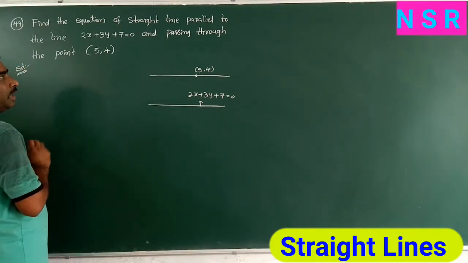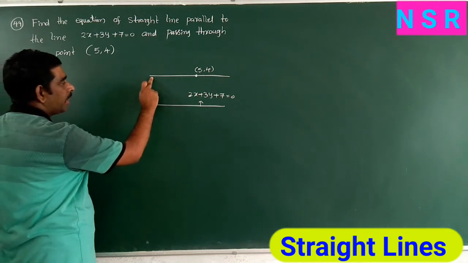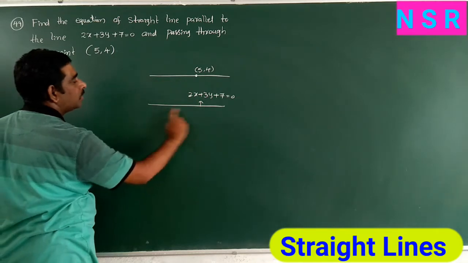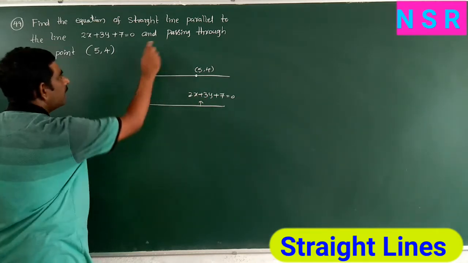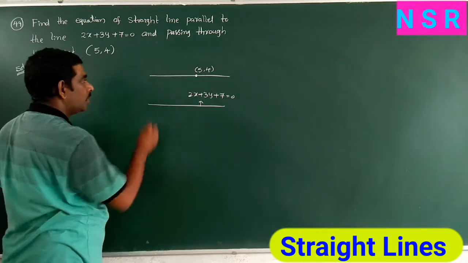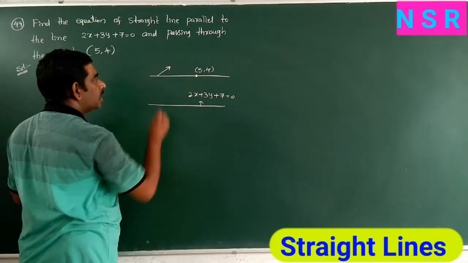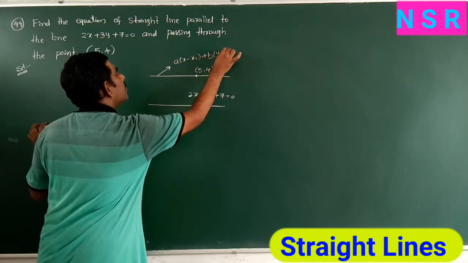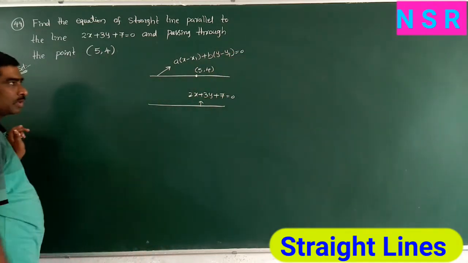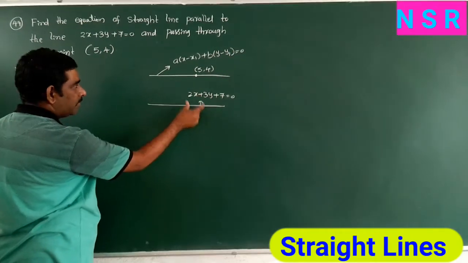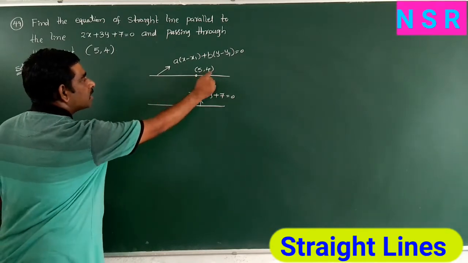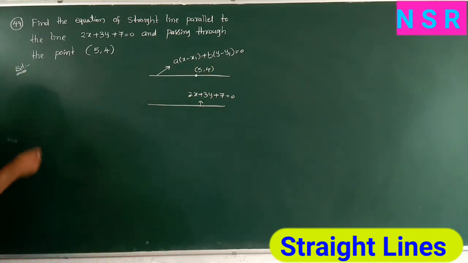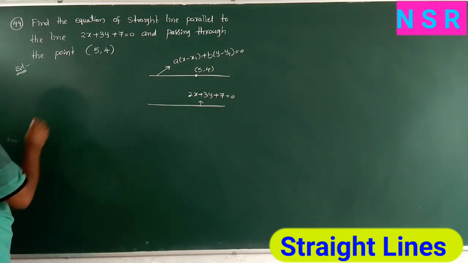Read the question carefully and try to understand it. Here we have to find the straight line equation. The line is parallel to the given line and it is passing through the point 5, 4. Then this line equation becomes a into x minus x1 plus b into y minus y1 equal to 0. Since the parallel line equation is given, we have to find the line passing through the point, parallel to this line, and its equation becomes a into x minus x1 plus b into y minus y1 equal to 0.